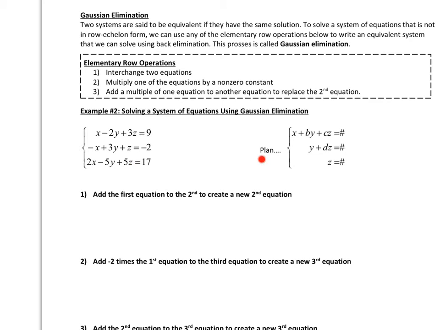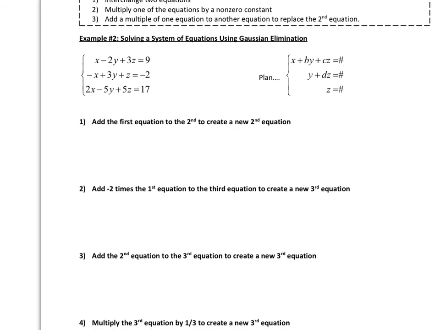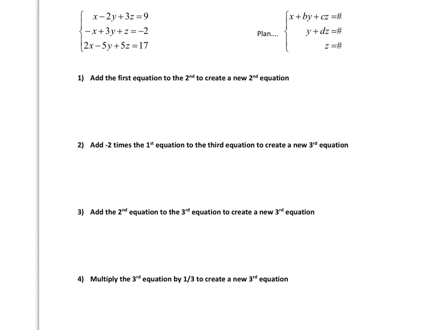But our plan is really to reduce this into the row echelon form, where there's a 1 in front of the x, a 1 in front of the y, a 1 in front of the z, so 1, 1, 1 on the diagonal, and eliminate the x here, eliminate the x, and eliminate the y here, and have it all equal to numbers. So I'm going to walk you through the steps of using these elementary row operations until you can get used to it yourself.